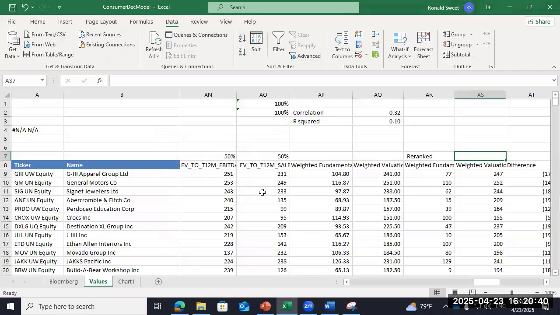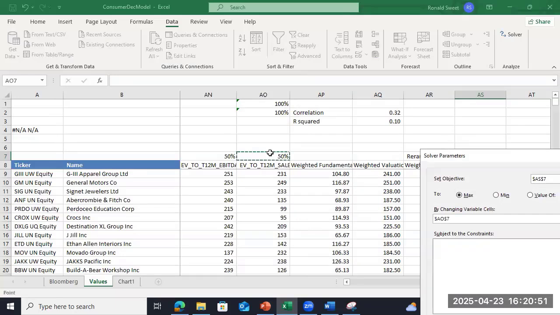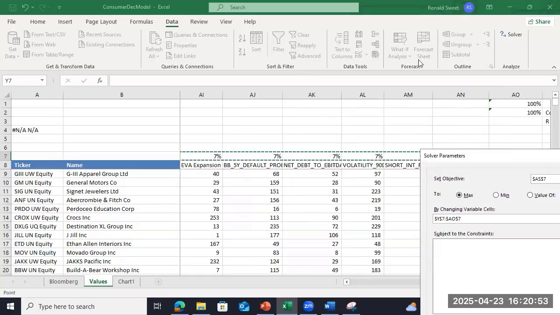Let me take a second to add it. So what I'm going to do with Solver, I'm going to tell Solver, maximize the correlation by changing, I don't know why it didn't give me my functions, by changing these weights.